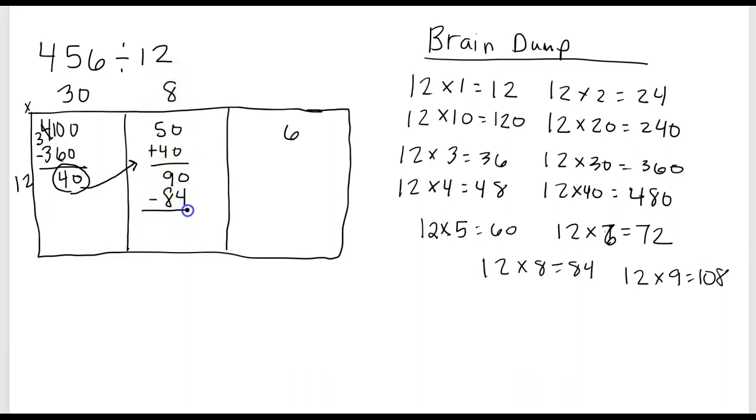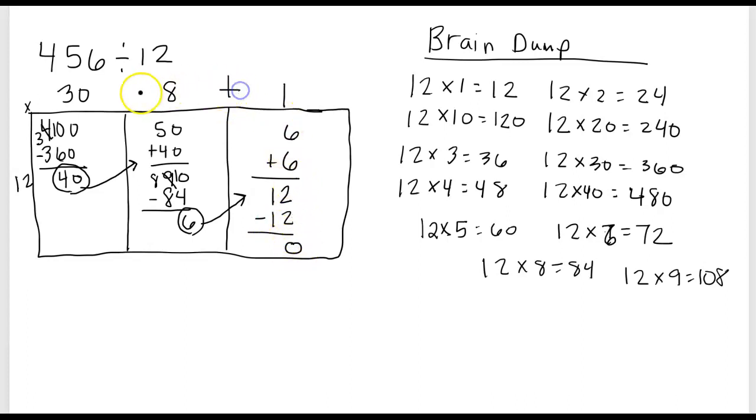I subtract. Can't take 4 from 0, so I make it a 10 and make this an 8, so I regrouped there. 10 minus 4 is 6. 8 minus 8 is nothing. Now I'm going to take this 6, and I'm going to add it to this 6. Now I have a new number to look for. What times 12 gives me 12? 1 does. So I know 12 times 1 is 12. I subtract. I get a remainder of 0. That's how you know I'm done.